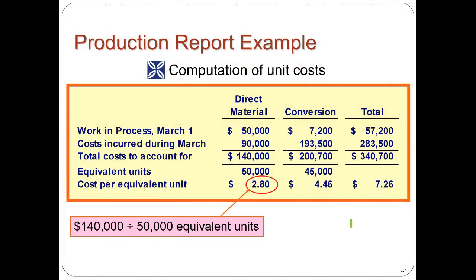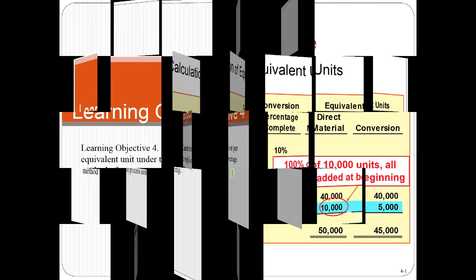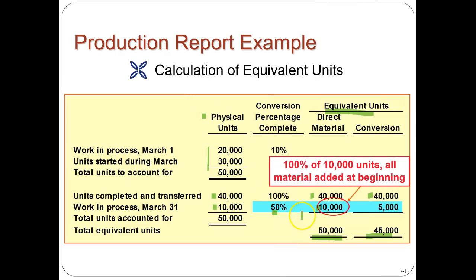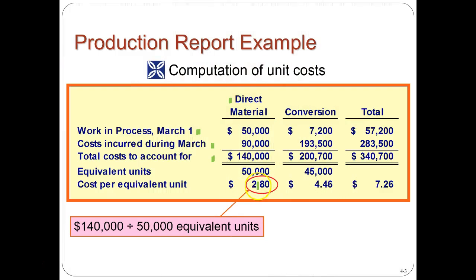Next step, we're going to look at the total dollar amounts for direct material and direct labor. So for direct material, we started with 50,000 in work in process. And then we put in another 90,000. Again, these are dollars, not units, as we were talking about before. Gives us a total of 140. Then we're going to divide that by the 50,000 here. Where did that 50,000 come from? It's this equivalent units here. So we're going to divide that by the 50, gets us to 2.80.